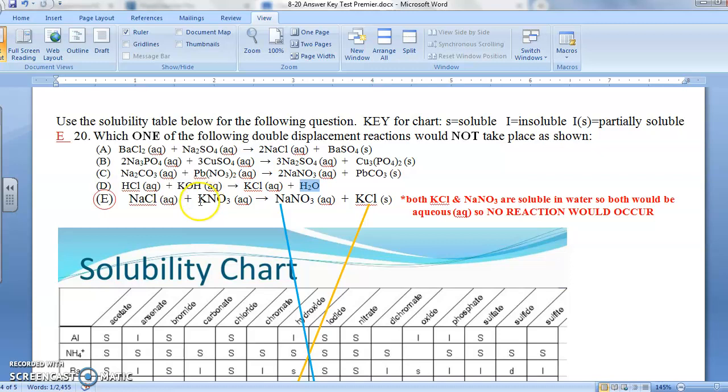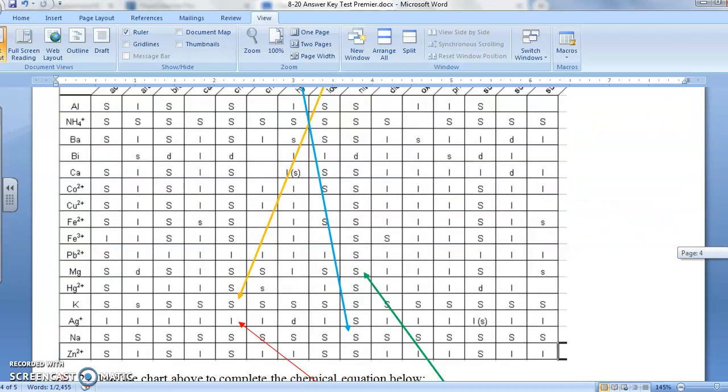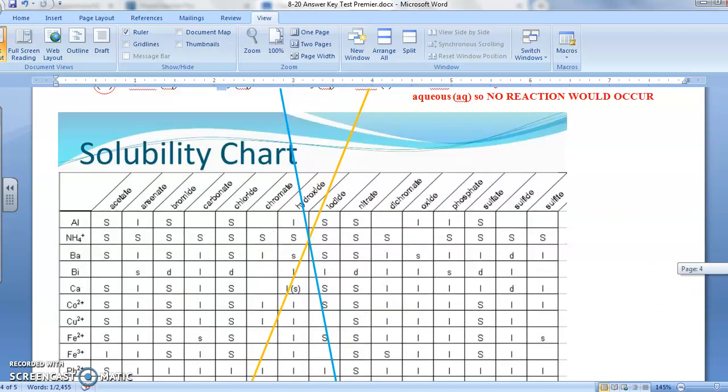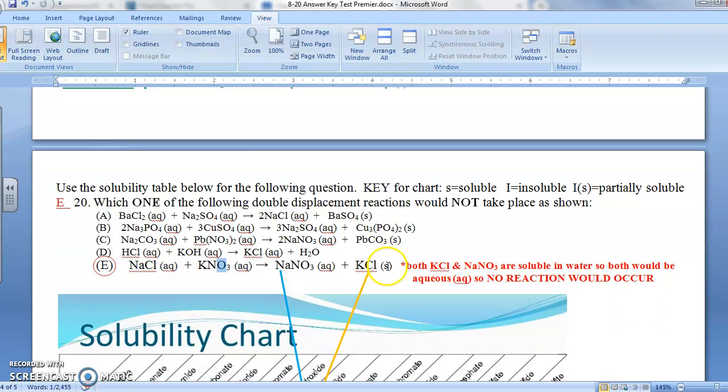This looks like they're trying to write a double displacement, where the first thing here is joining with the second thing there. Sodium nitrate, we already know sodium in anything is soluble. Look down that list. Potassium with anything is soluble. Look down that list. Here, they're showing potassium chloride forming a solid precipitate and precipitating from solution.